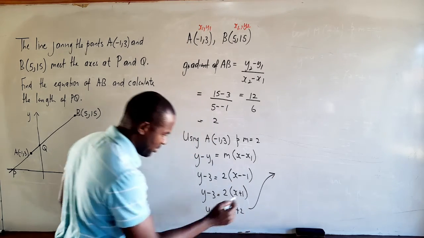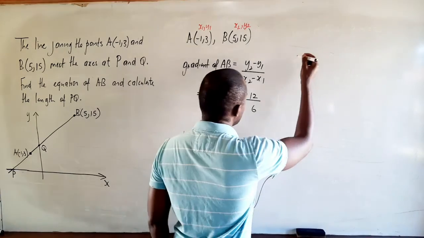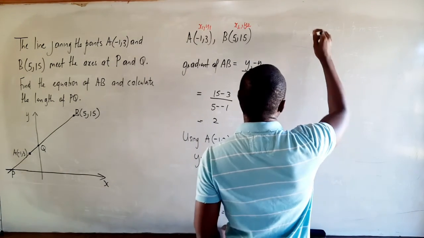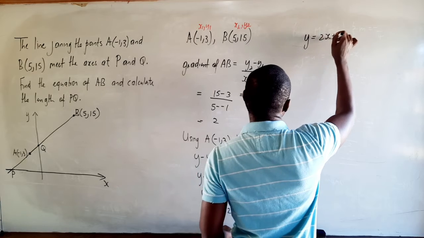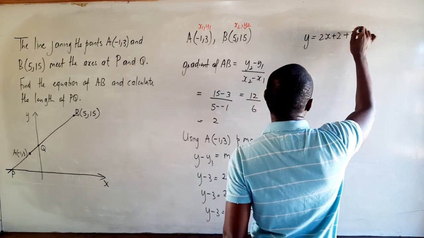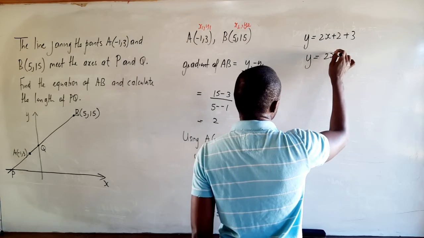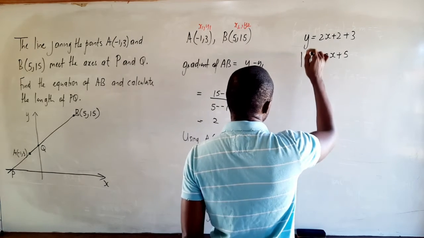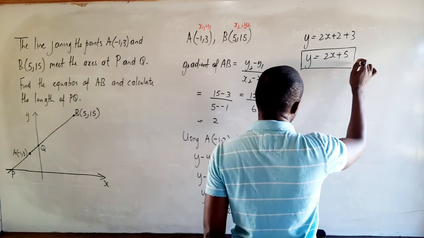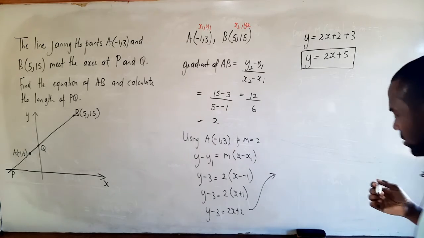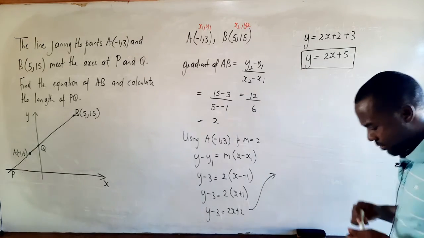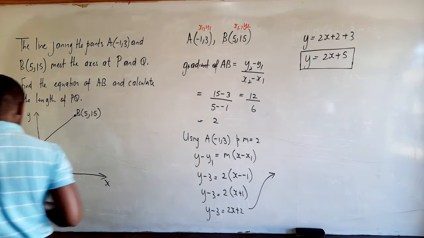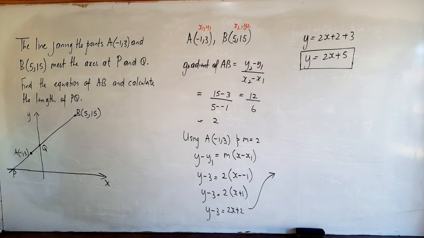From that, we bring the 3 across, so y is equal to 2x plus 2 plus 3, and so y is equal to 2x plus 5. This will be the equation of AB: y equals 2x plus 5. Now, if you look back at our diagram, we see that the line AB cuts the y-axis at Q and the x-axis at P. So let's find the coordinates of P and Q.